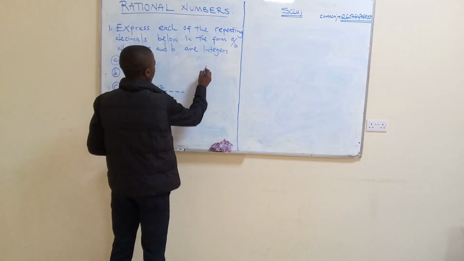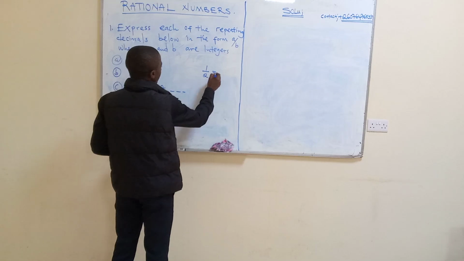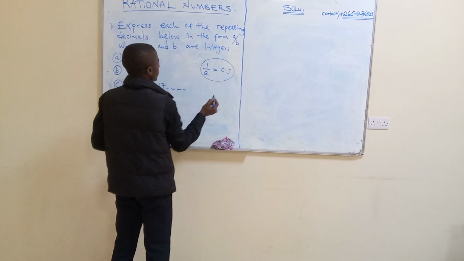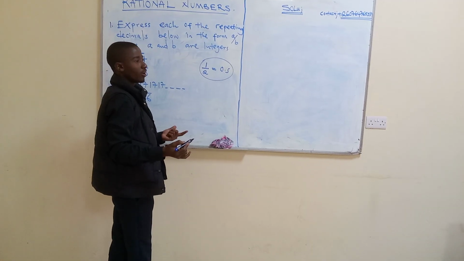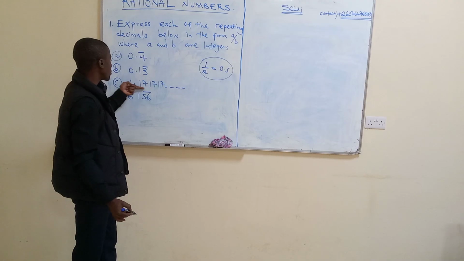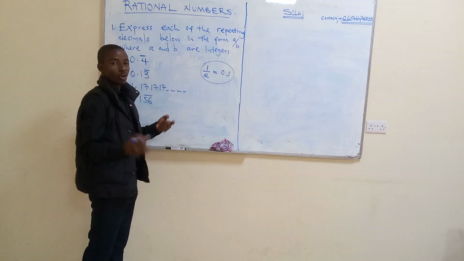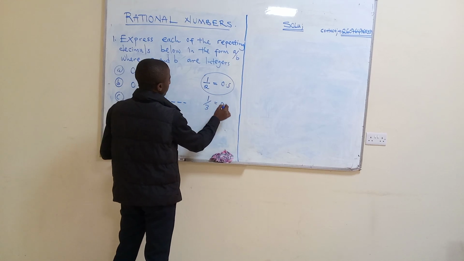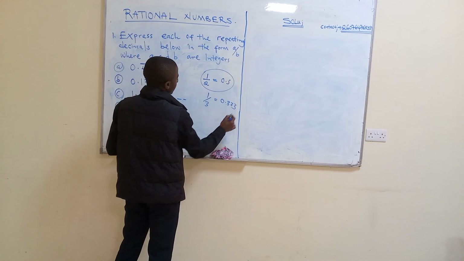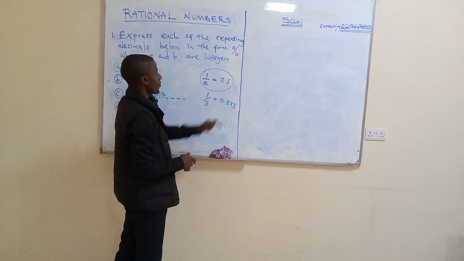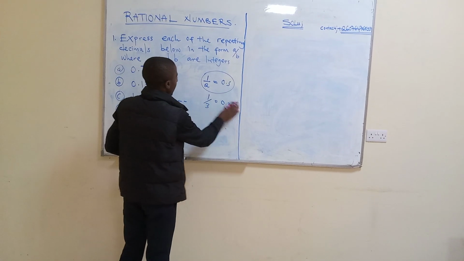For a terminating decimal, for instance, if you divide 1 over 2, you are going to get 0.5. So this is a terminating decimal. Now for a repeating decimal, for instance, when you divide 1 over 3, you are going to get 0.3333, repeating 3s like that. So these are what we call repeating decimals.